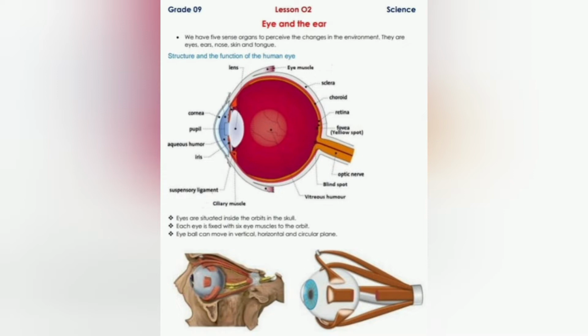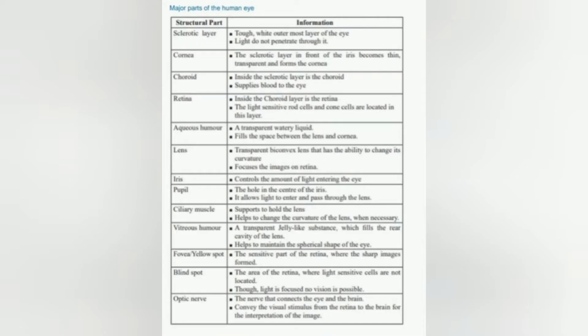Special features: eyes are situated inside the orbits in the skull. Each eye is fixed with 6 eye muscles to the orbit. Each ball can move in vertical, horizontal and circular plane. Now we'll learn about the major parts of the human eye.